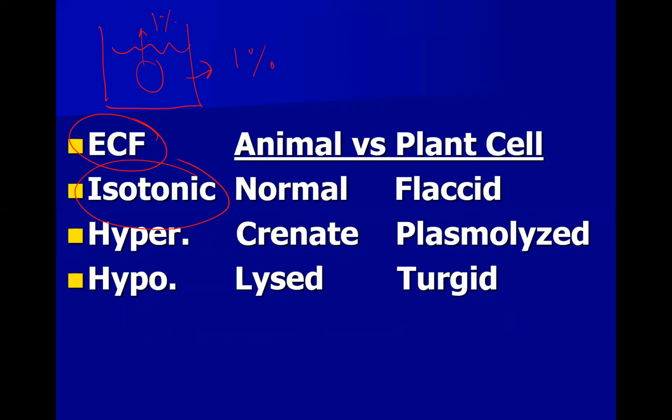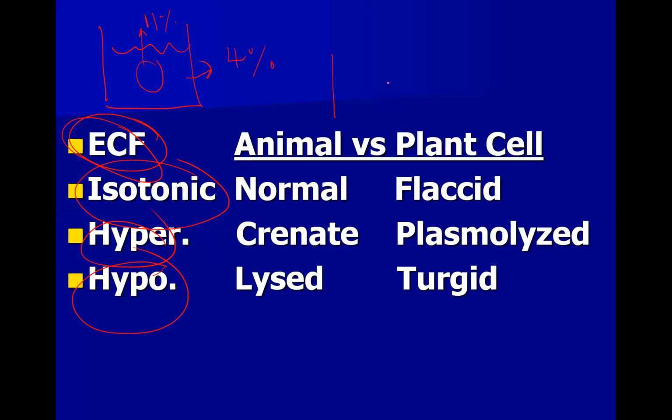If the outside environment has a higher solute concentration, then the extracellular fluid is hypertonic. If the inside environment has a higher concentration than the outside, then the outside is hypotonic. So hypotonic extracellular fluid means that there's less solute outside than inside the cell. It's the exact opposite of hypertonic. Now, what does this have to do with anything? Well, one of the rules is water will simply go to the higher solute concentration.